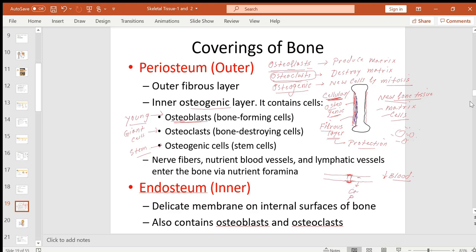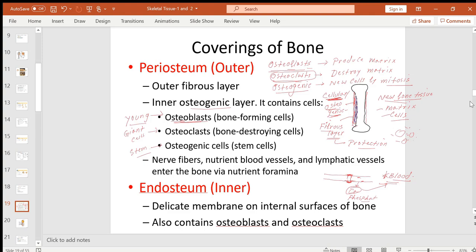So calcium and phosphate, these minerals are heavily stored in the bone. So if in your blood the calcium concentration drops, then the osteoclasts will break the matrix to release this calcium. So calcium will enter into the blood to bring the calcium back to normal. So that is another important function of the osteoclasts. So anyway, those are the cells present in the osteogenic or cellular layer, and these cells help to form the new bone.